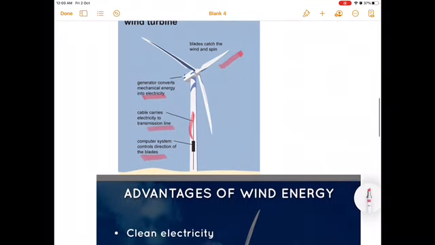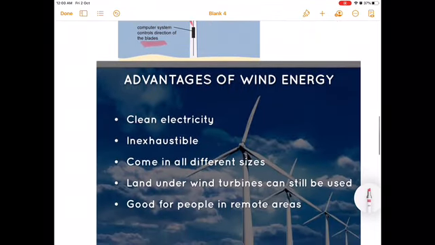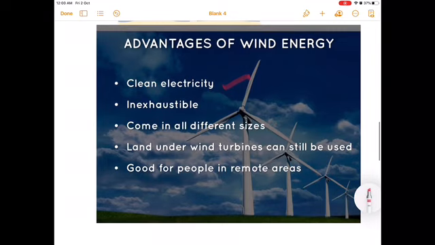What are the advantages of wind energy, children? It is a clean electricity because there is no carbon emission from this. No greenhouse gases are released. It is an inexhaustible source of energy, that means renewed again and again. It comes in all different sizes, so we can obtain it in any area. Land under wind turbines can still be used, and it is good for people in remote areas, as I have already said, because there is no other means of electricity in the remote areas. So, this is the best way that we can obtain electricity with the help of wind energy.